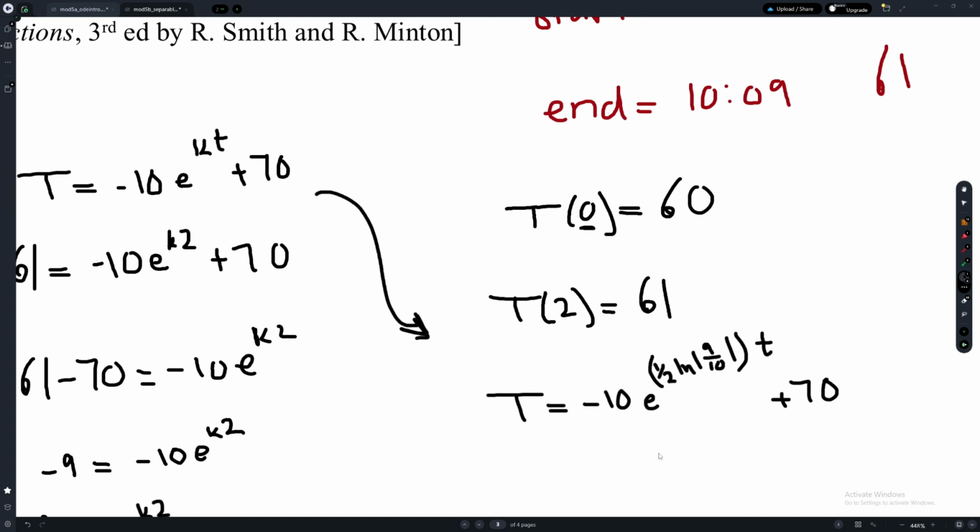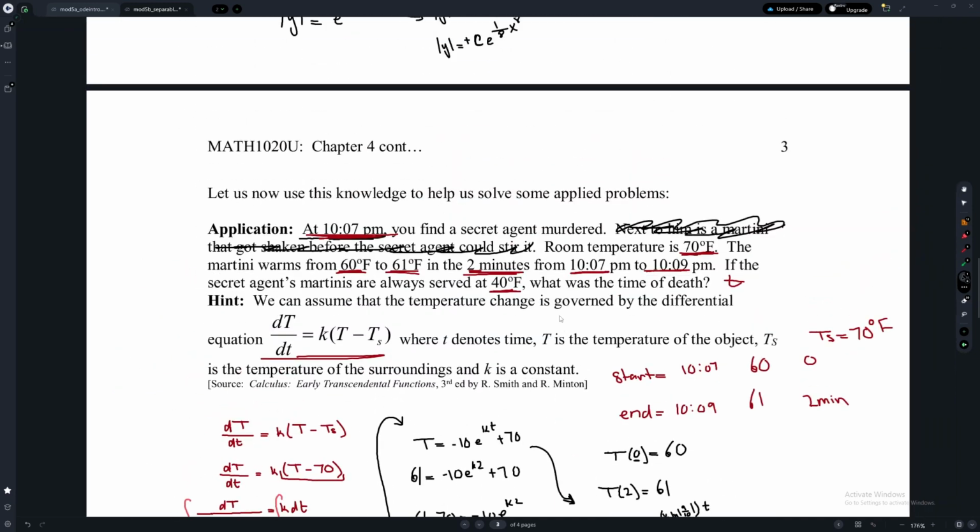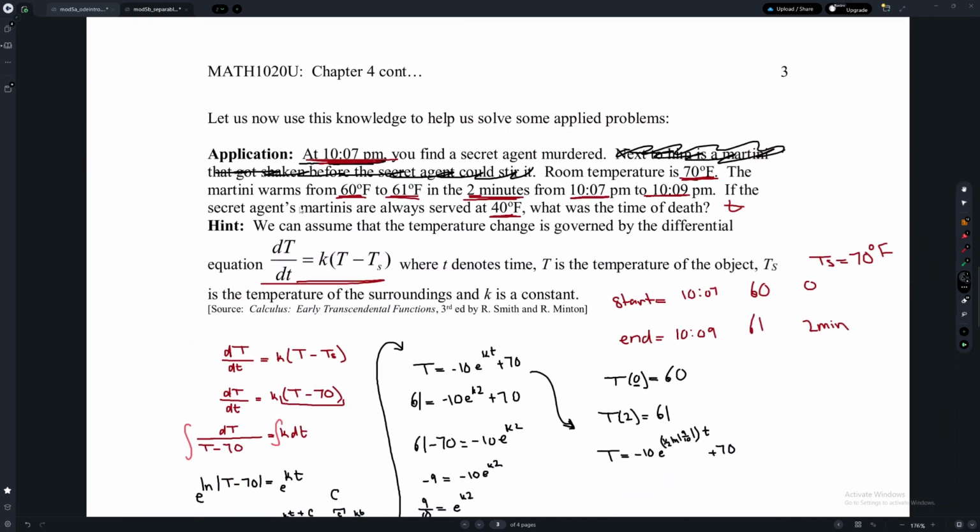I know this looks like a mess, but don't forget, we're not done with the equation yet, because what we're looking for is the time when he died. And one thing we know up here is the temperature when he died. If the secret agent's martinis are always served at 70, we know he was first served the drink at 40 degrees Fahrenheit. And so we can use that and find exactly what time, because it says next to him, martini got shaken before the secret agent could stir it. So what happened is, as soon as they served it, he died.